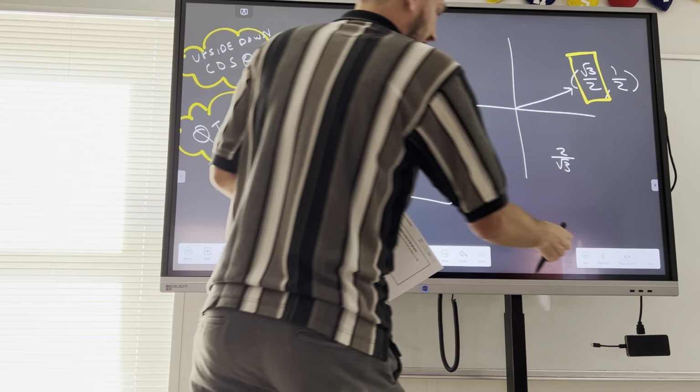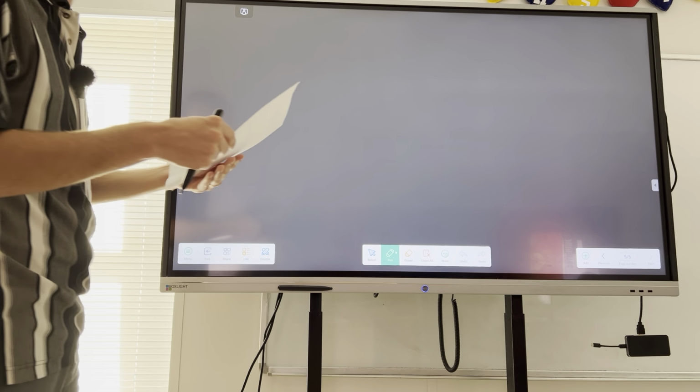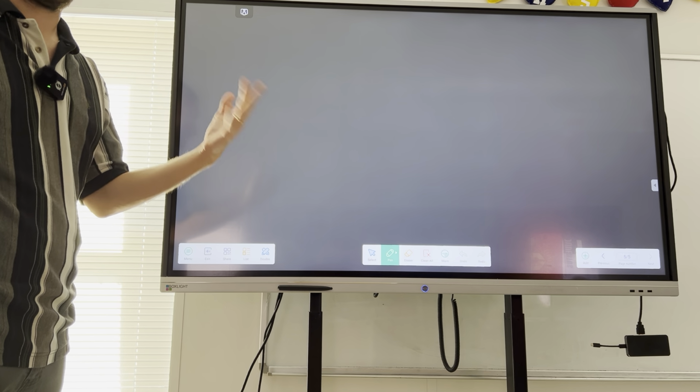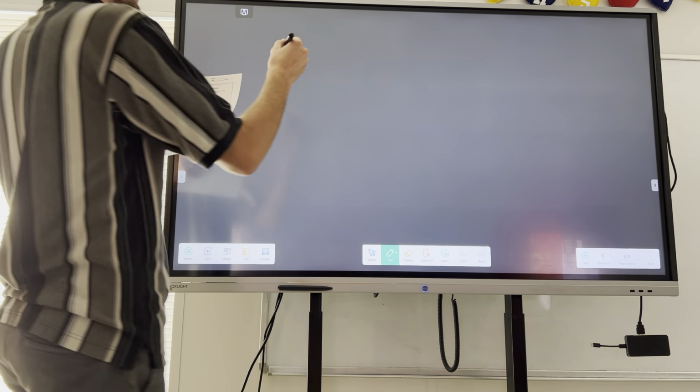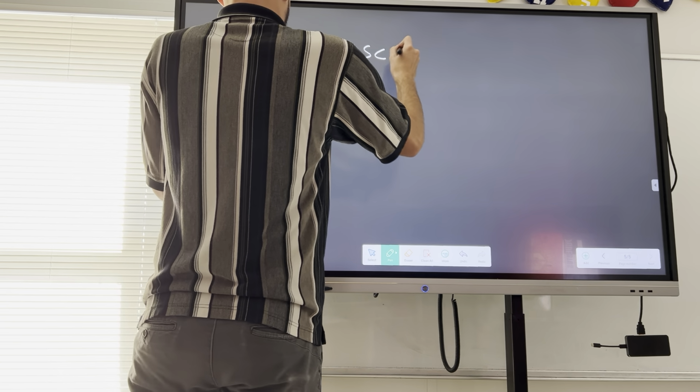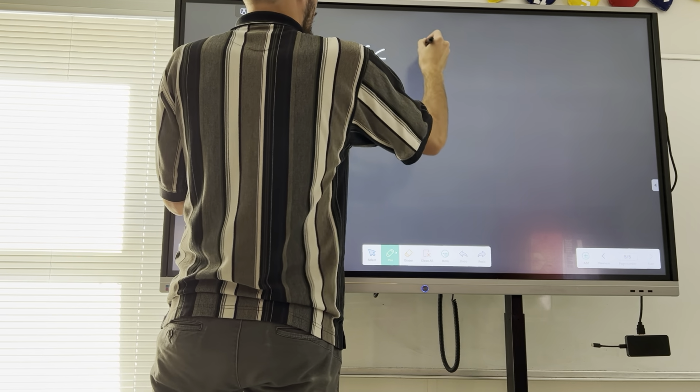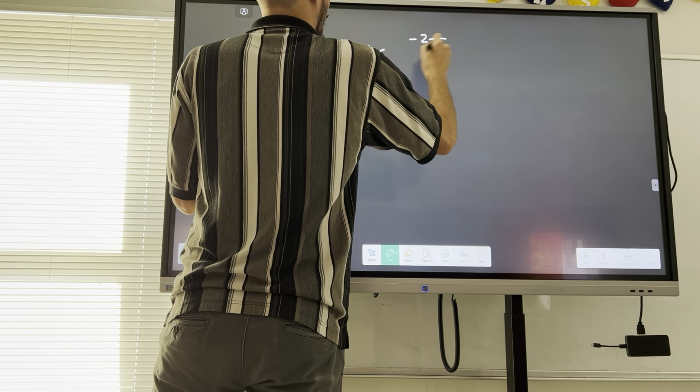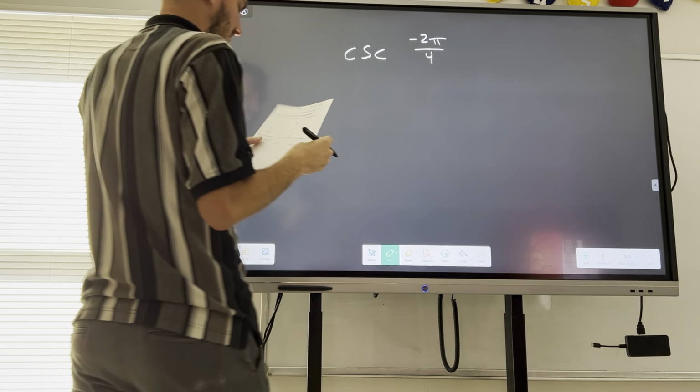Again, if I just kind of locked the door and said no lunch till you get the right answers, I think we would get the right answers even without me. So cosecant, I don't need to write theta, I need to write negative 2 pi fourths.